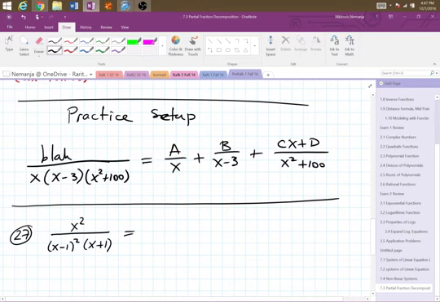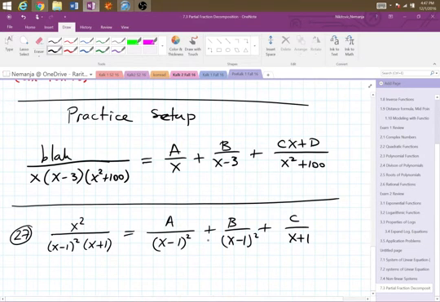We got the x minus 1 squared. Okay. The A over x minus 1 plus B over x minus 1 squared. Nice. And then it's just plus C over x plus 1. I'm sorry. I'll switch these actually to match. All right. So this is the setup. This is the correct setup for this problem.